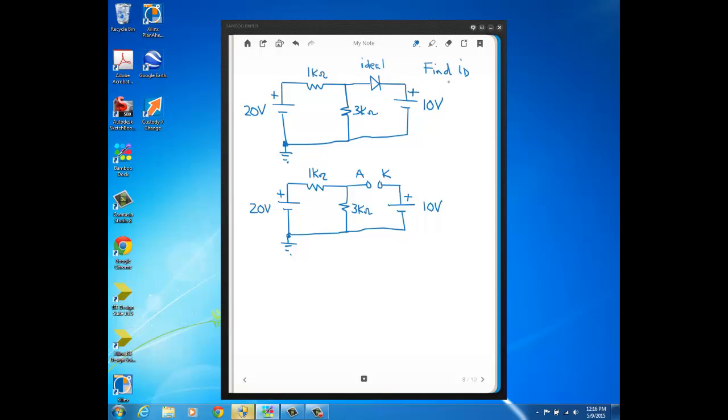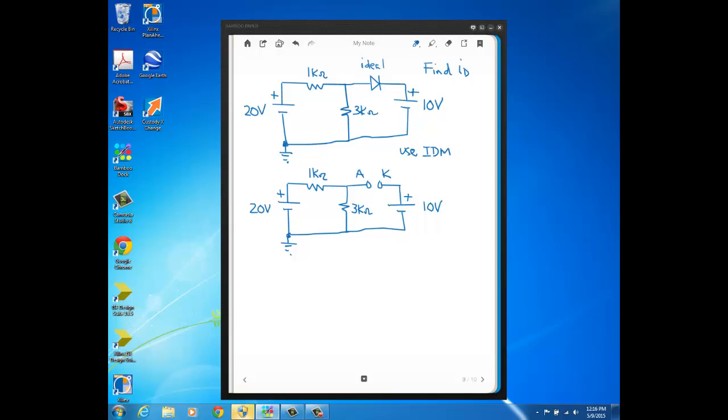So to do that, we need to find, is this diode forward bias or reverse bias? Because if it's forward bias, then we're going to have current flowing from anode to cathode. If it's reverse bias, then our answer for diode current would just be that it's ideally zero, since an ideal diode acts as an open when it's reverse bias, and it acts like a short when it's forward bias. So we're going to use the ideal diode model as we've been doing in previous videos.